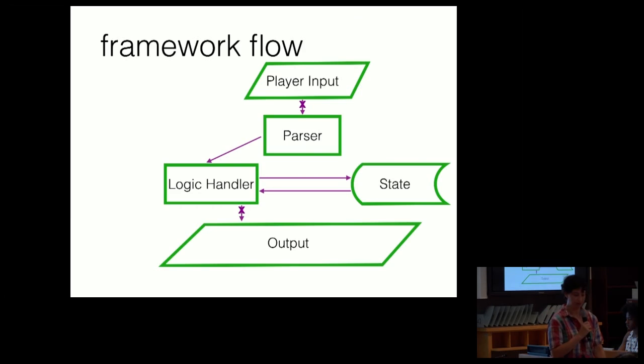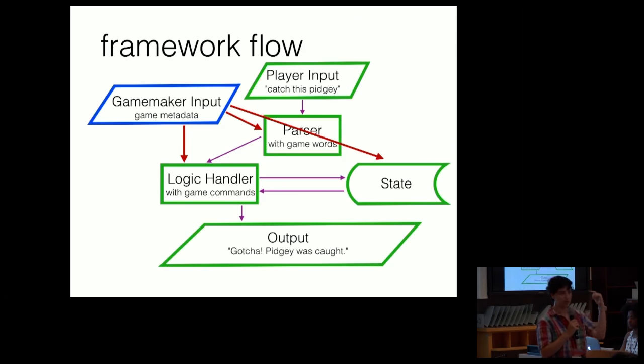That means we have to do all the same things with the player input. And the difference is that the game maker has to be able to initialize the parser and the rule system, however you build that, and the state system, however you build that, with metadata custom to their game. So a Harry Potter game will have spells that another game won't have. The parser will have game-specific words, like don't panic might be something that means something to a Hitchhiker's Guide game. And most importantly for this talk, the in-game objects have to be programmable with arbitrary abilities and behaviors.